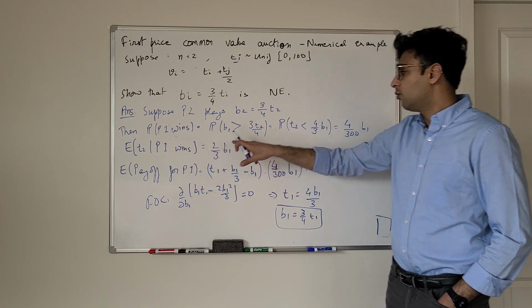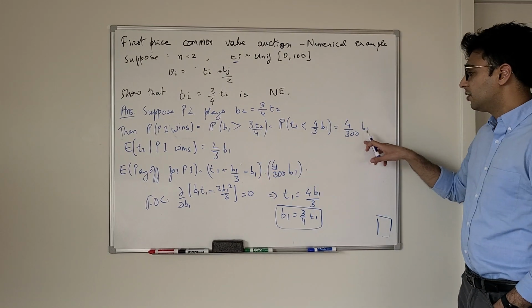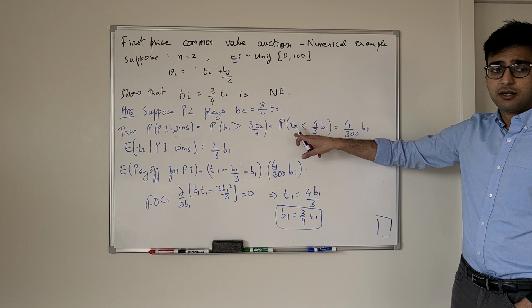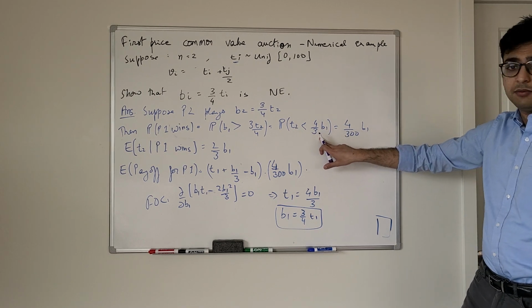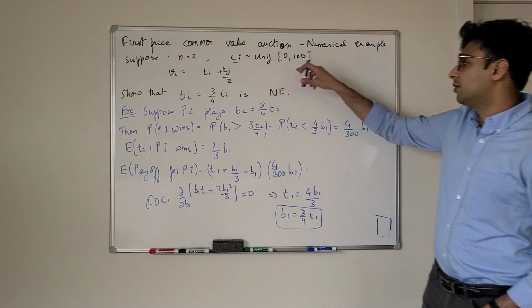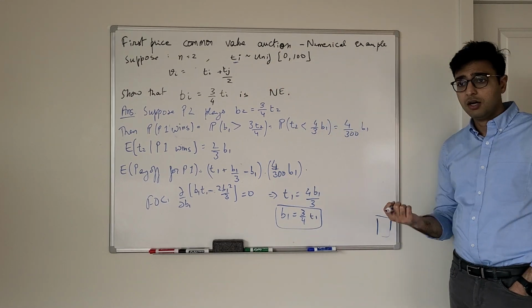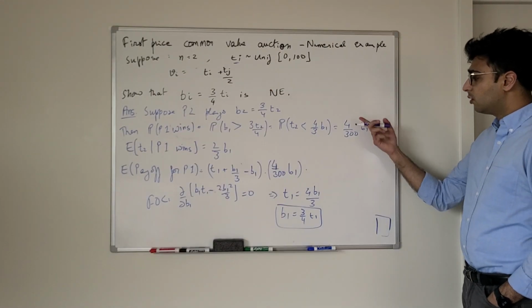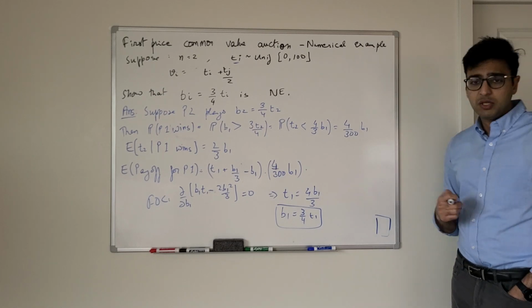The likelihood that player 1 would win playing B1 is the same as the likelihood that T2 is less than 4 divided by 3 B1. And given that T2 is generated from a uniform distribution between 0 and 100, that likelihood is equal to 4 divided by 300 times B1.